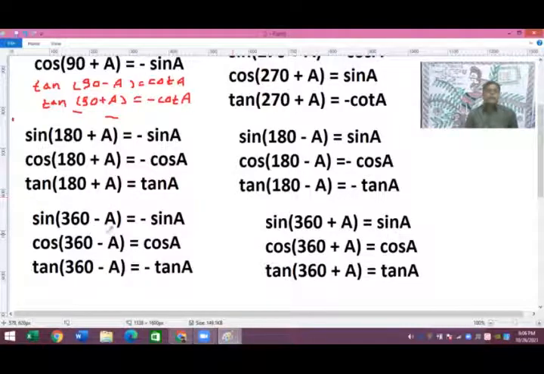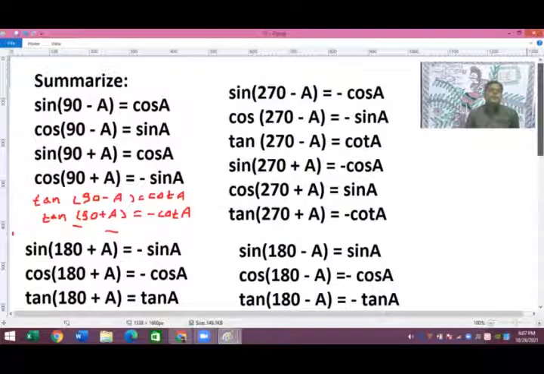And this is in the third quadrant again, sine is negative. 360 minus A, this is in the fourth quadrant, yes. So sine is negative and tan is negative, but cos is positive here. But 360 degree plus A means we are again back to the first quadrant where all trigonometrical ratios are positive. So our results are like this. And one another feature that you can observe here is, let's see, this is 90 minus A.